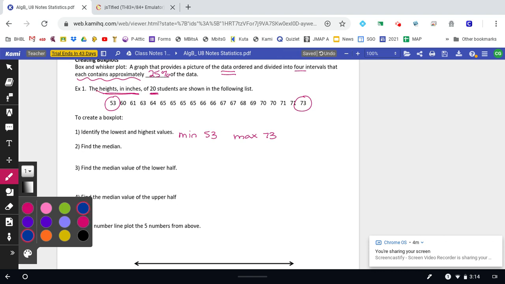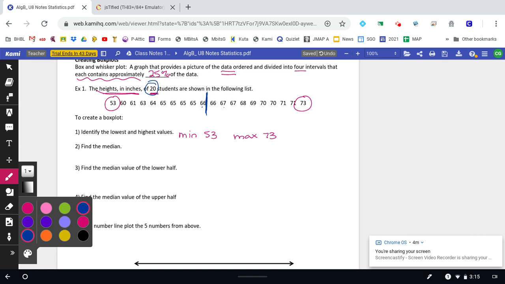Now my median. My median is where I need to cut it in half. If I have 20 students, let's think about that logically. I can break that into 2 groups of 10. So 1, 2, 3, 4, 5, 6, 7, 8, 9, 10.